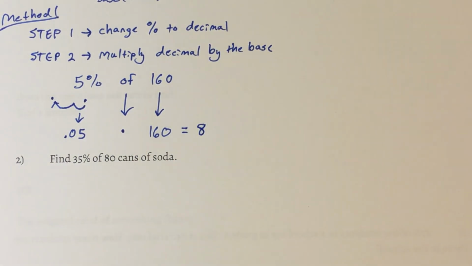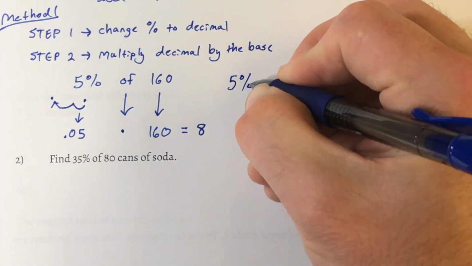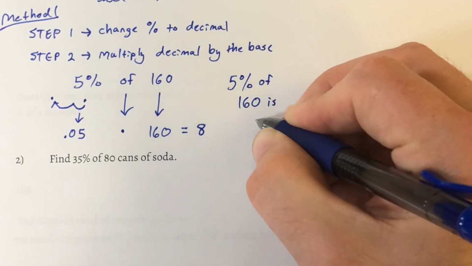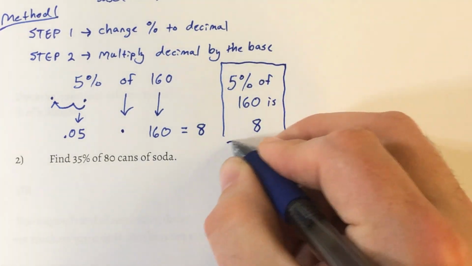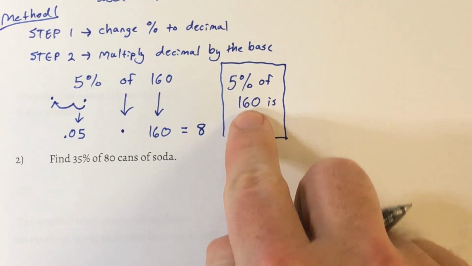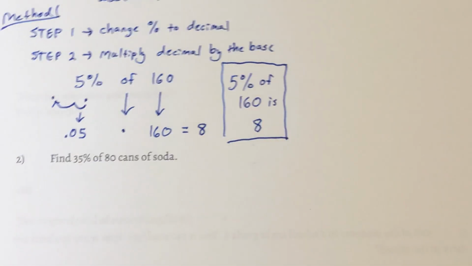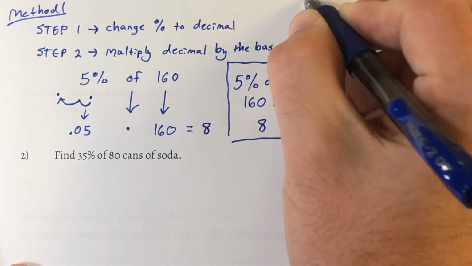So what does this mean? 5% of 160 is 8, and that's going to be our answer. 5% of 160 is 8. So that little small piece of that large number is going to be that small number. Now, let's do this another way.